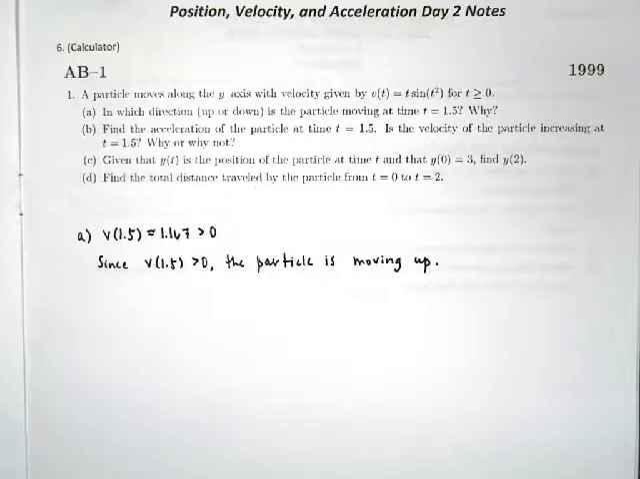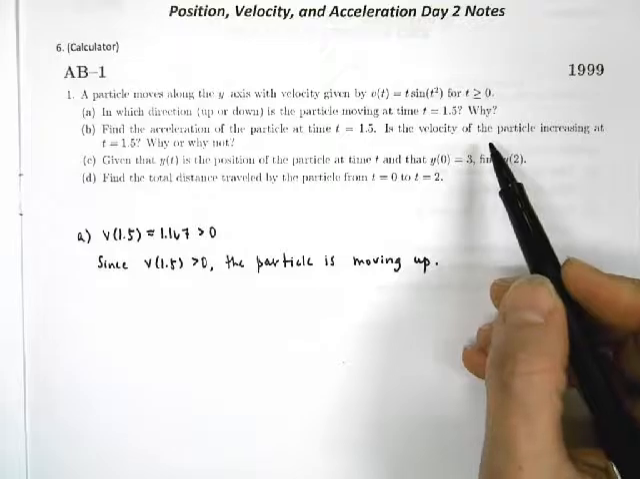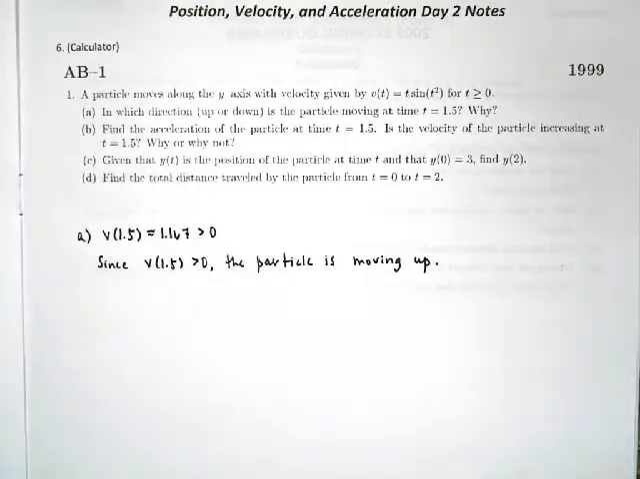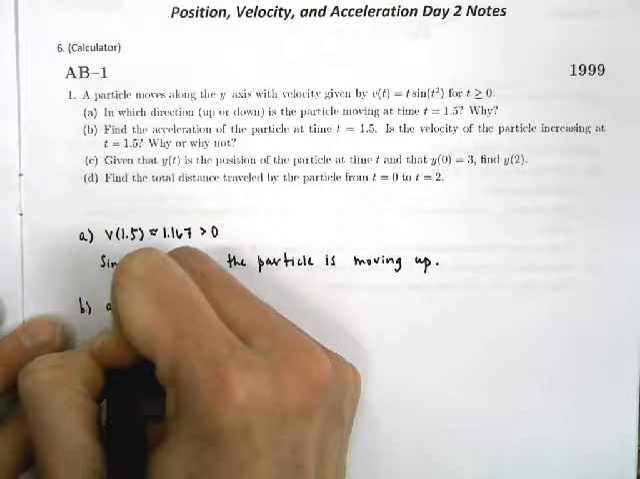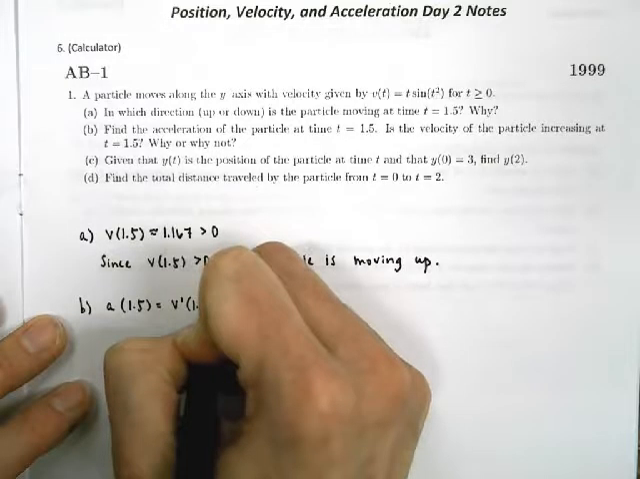Okay, so for part B, it asks us to find the acceleration of the particle at time t equals 1.5. And then it's going to ask us if the velocity is increasing and why or why not. So really, if they're asking if the velocity is increasing, they're asking us if that is speeding up or slowing down. So we know we're speeding up if the sign of acceleration and velocity is the same, and we're slowing down if they have different signs. So first things first, let's go ahead and find acceleration at 1.5. We know that's the derivative of velocity at 1.5.